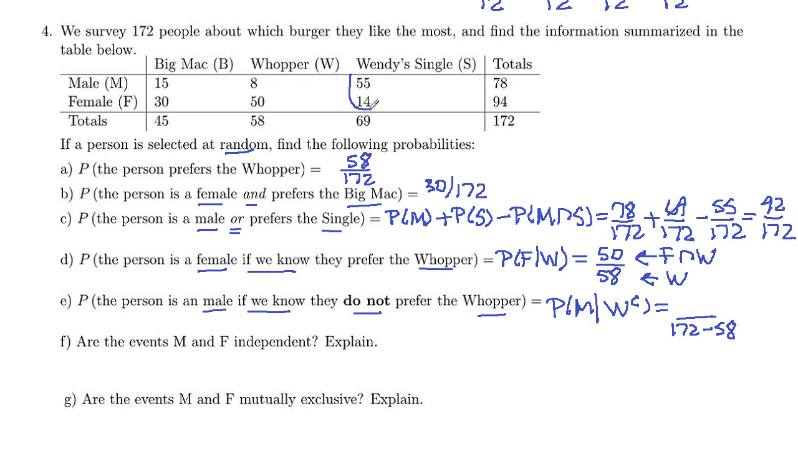So that's these people here and these people here. So out of those 4 column entries, we want to know how many are male. Well, 15 there and 55 there. So 15 plus 55 in the numerator. So that makes a total of 70 in the numerator. And then in the denominator, 114.